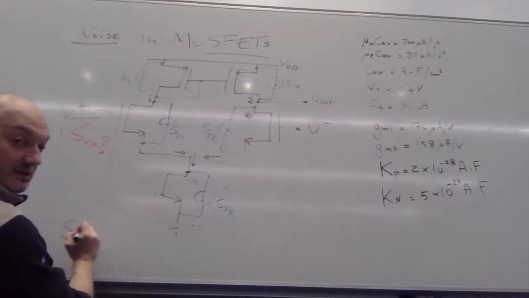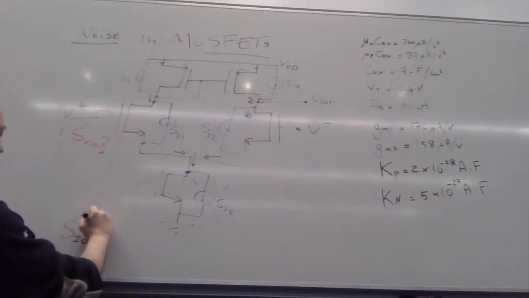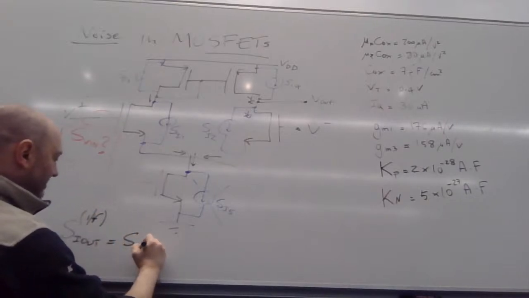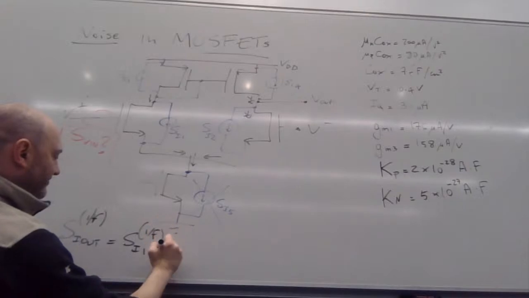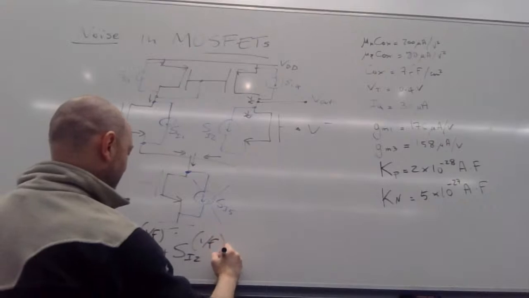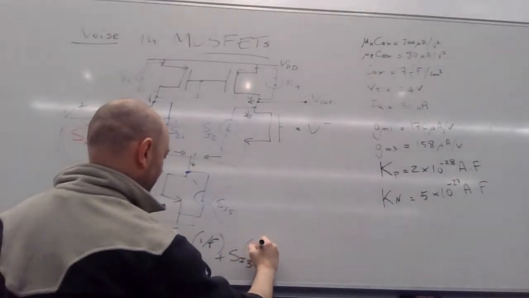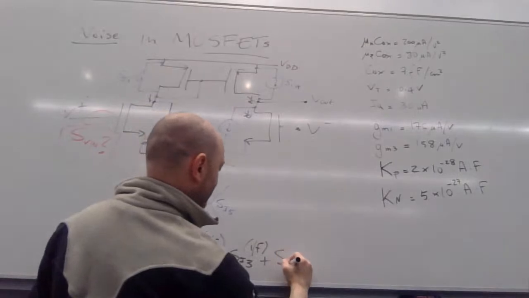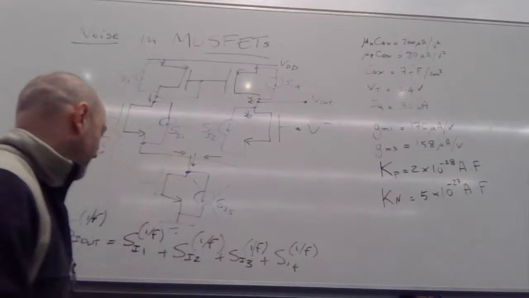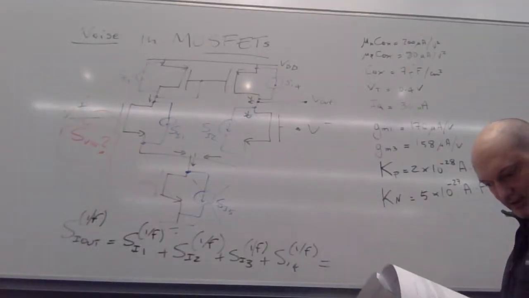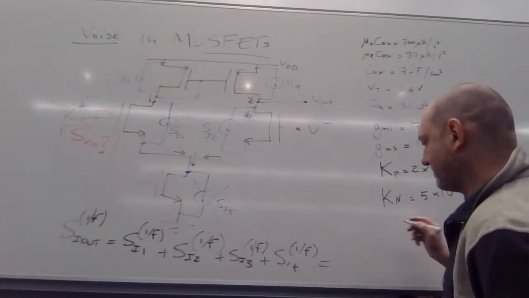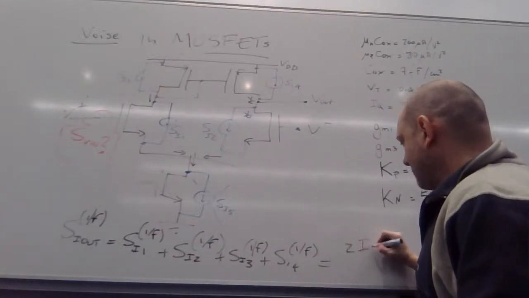So we can write the total 1 over f noise is equal to Si1 1 over f plus Si2 1 over f plus Si3 1 over f plus Si4 1 over f, and so we will have 2 times K.